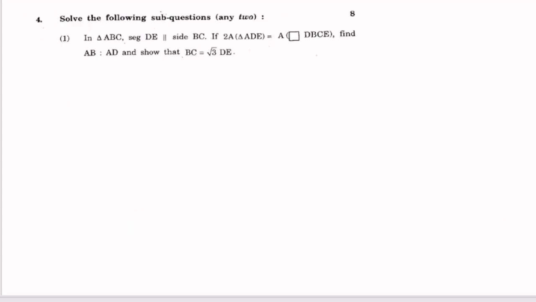Now move to the next question. Solve the following sub-questions, any two. Again, any two, it means each question is of 4 marks, so 8 marks in total. And what is the question? In triangle ABC, segment DE parallel to side BC. If 2 area of triangle ADE is equal to the area of trapezium DBCE, find the ratio AD to AB, and show that BC equals root 3 DE.